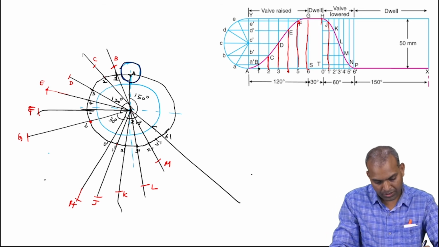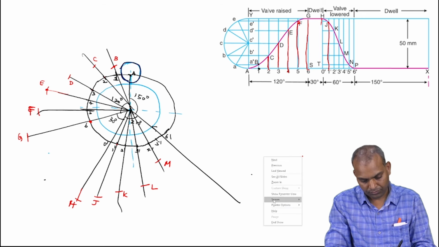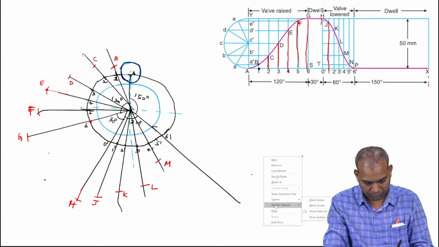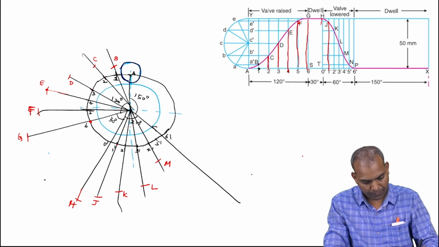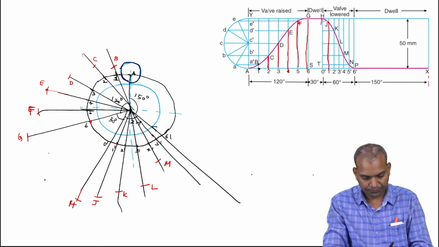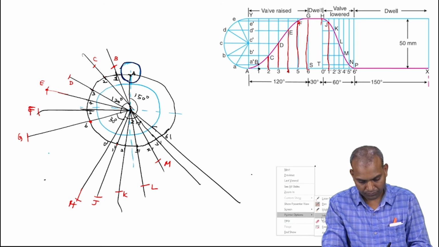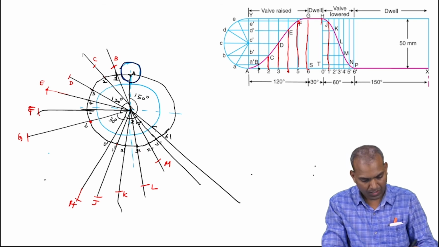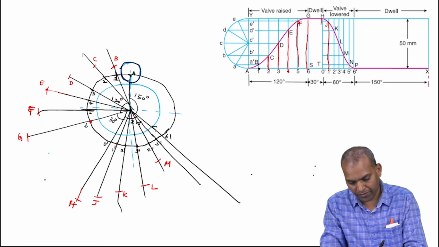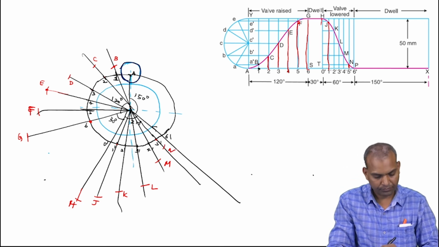Okay, one more I left here. That is the 5 dash radial line. You draw the 5 dash radial line. Next, what is the 5 dash to N? This is 5 dash to N.